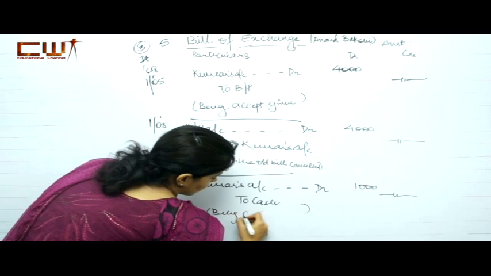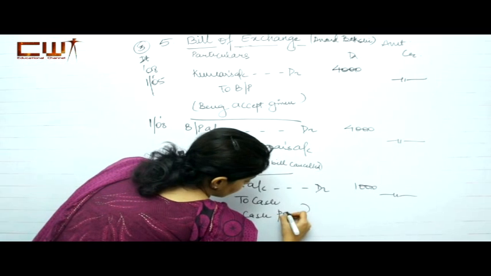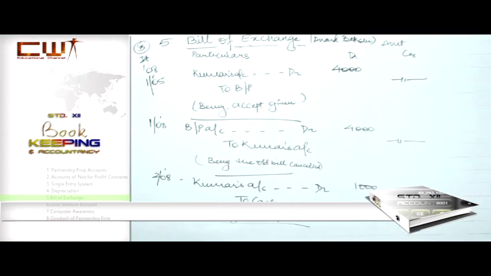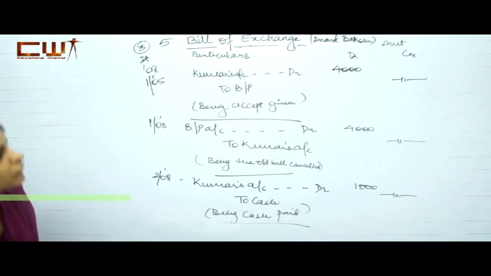Being cash paid. How much? 1000. Alright. So this is what you do in your accounts of Anand Bakshi. Till cash we have done. Now what you will do? We will do the interest and the other amounts entry, that is 3045.